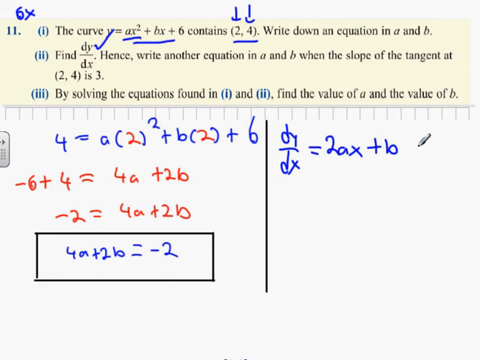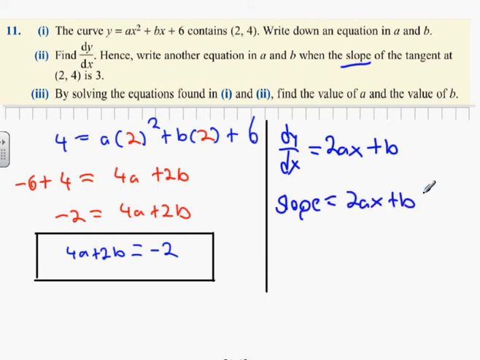Now, what does it say about this? What is dy dx again? It's also known as which word? It begins with an S. It's also known as the slope. So slope is equal to 2ax plus b.